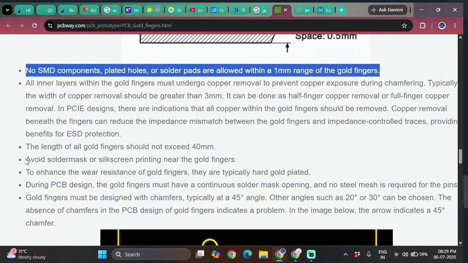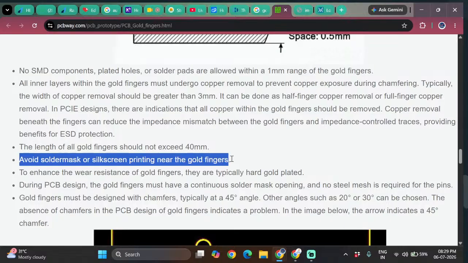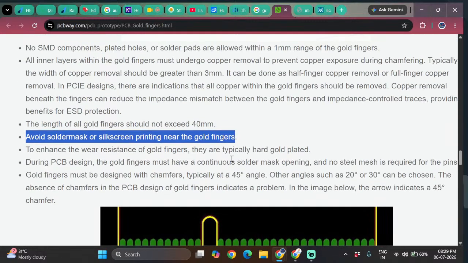And see, this is the other rule I just told you. Avoid solder mask or silk screen printing near the gold fingers. You should maintain some gap, and not directly print any silk screen or solder mask. Solder mask is also not allowed at the gold fingers.